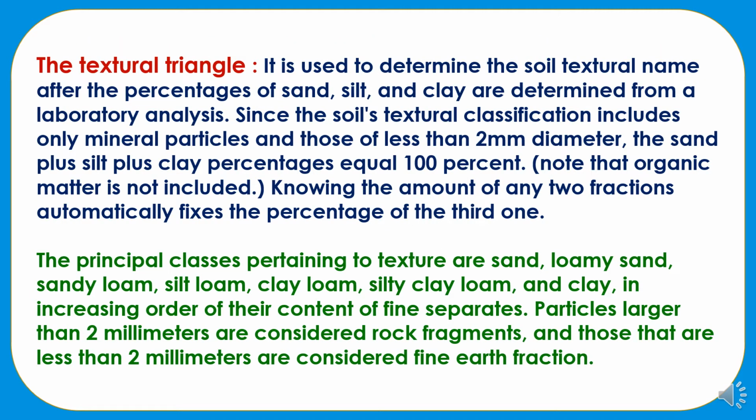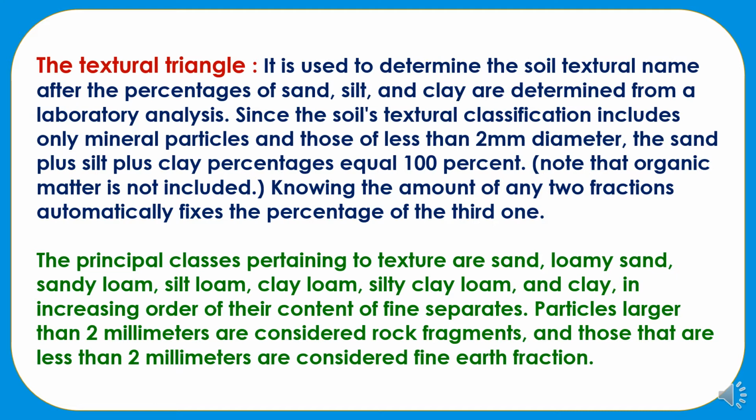There is a textural triangle to analyze the texture classes of the soil. It is used to determine the soil textural name after the percentages of sand, silt and clay are determined from a laboratory analysis. Since the soil textural classification includes only mineral particles of less than 2 mm diameter, the sand plus silt plus clay percentage equals 100%. Knowing the amount of any two fractions automatically fixes the percentage of the third one.